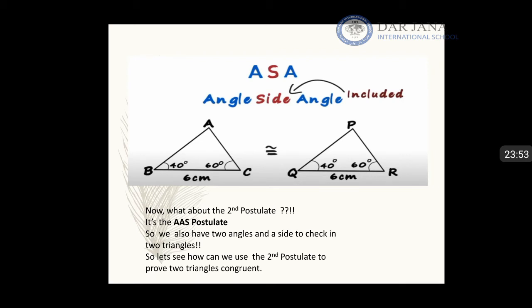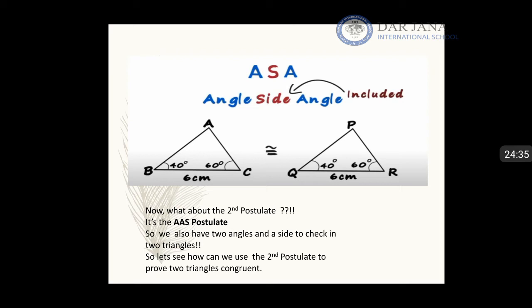So now what about the second postulate, which is the angle angle side postulate, or the AAS postulate? We also have two angles, similar to angle side angle. We have two angles and the side included within those two angles. But now we have angle angle side. So we have two angles and a side to check in the two triangles, similar to the previous postulate. But what's the new thing about the angle angle side postulate? Let's see what the second postulate is all about and how we can use it to prove two triangles congruent.